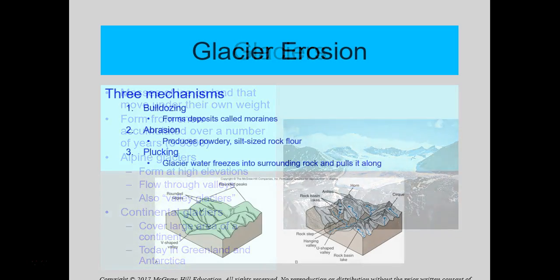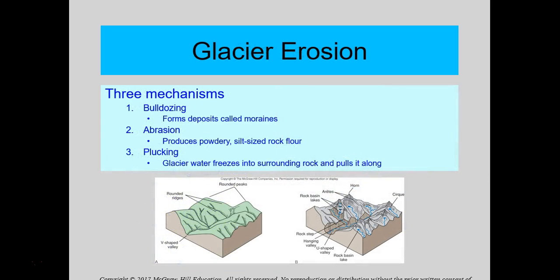So erosion by glaciers can occur in three different mechanisms. The first is bulldozing, which forms deposits called moraines. A second is abrasion, which produces rock flour, which is just sand and silt and all sorts of stuff mixed together, crushed up little powderized rock. And then the third way is plucking, which is when water freezes into the rock that's nearby and just grabs it and takes it along with the glacier. So these mechanisms allow glaciers to move the biggest rocks. They can break those rocks into big pieces and carry them along, or get frozen into the rock and carry them along.